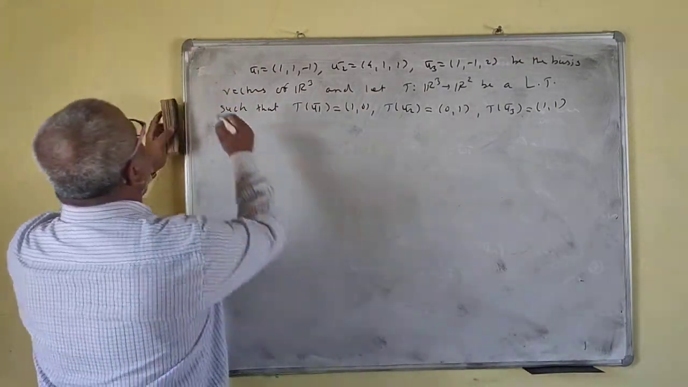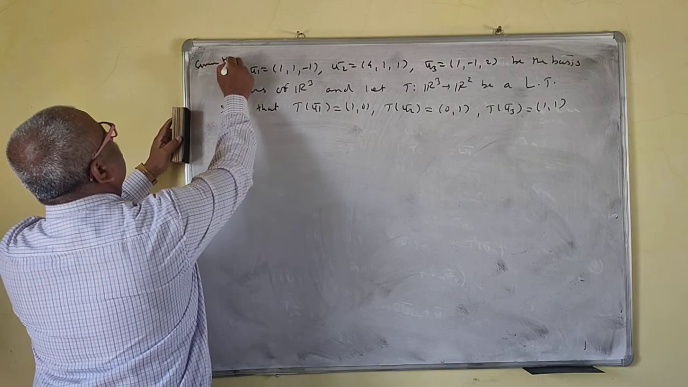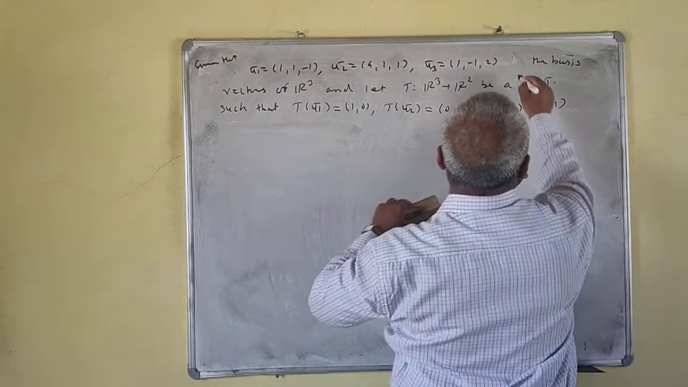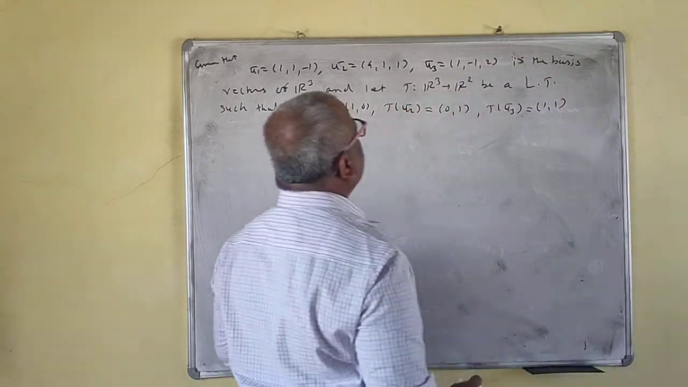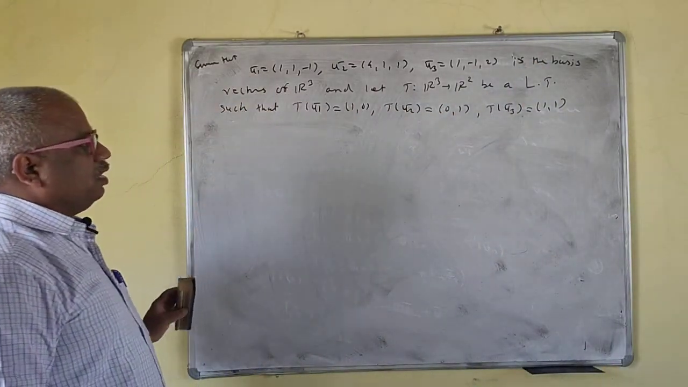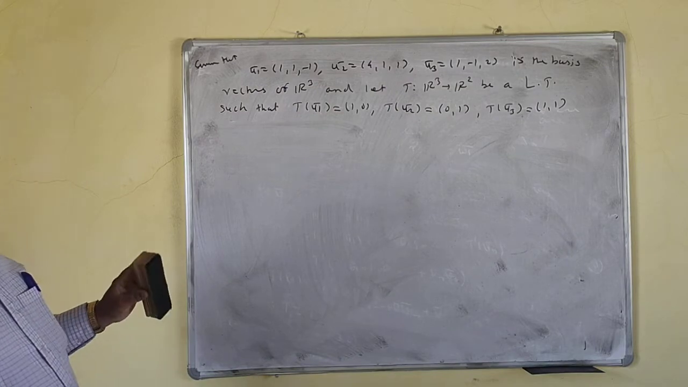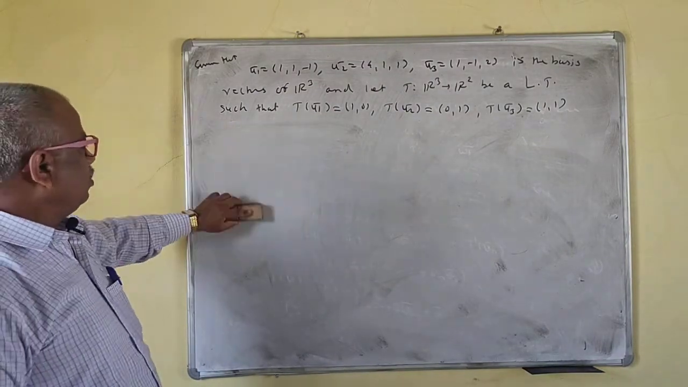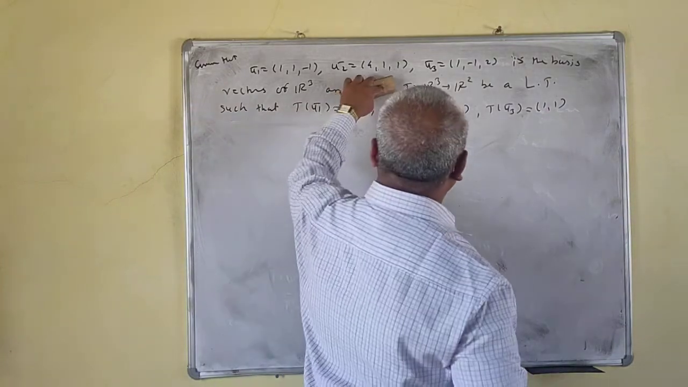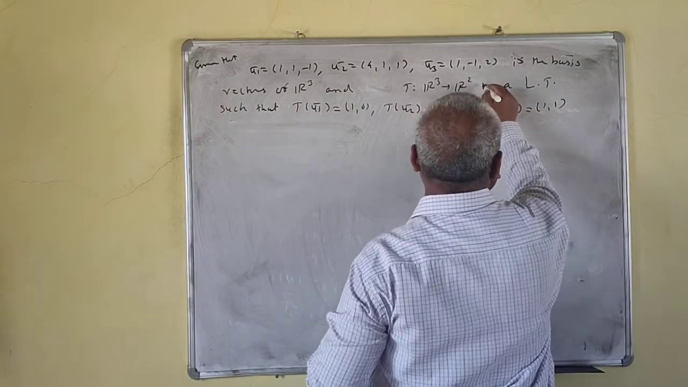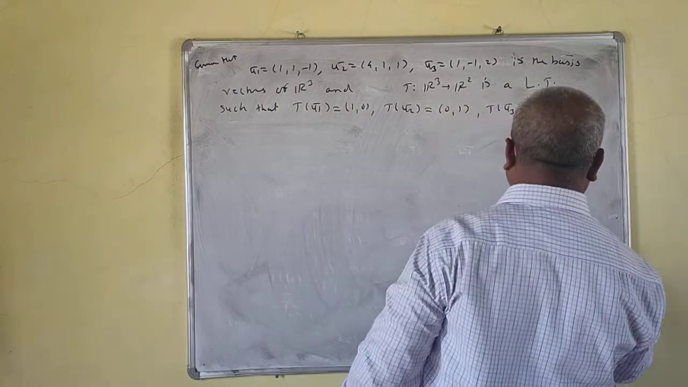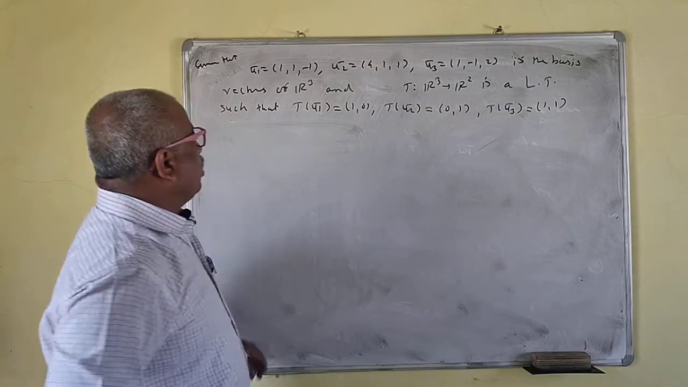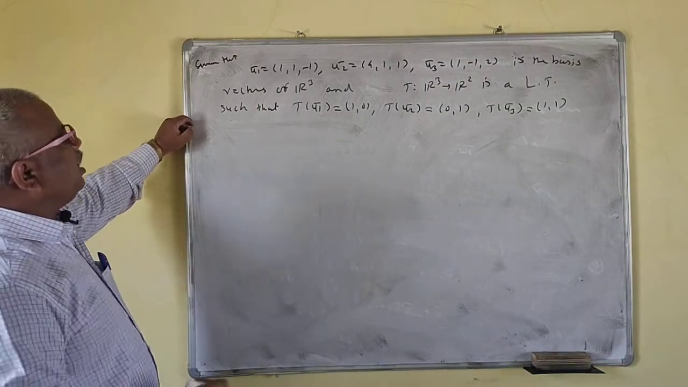Given that u1 bar, u2 bar, u3 bar are the basis vectors of R3, and T is a linear transformation such that this holds. Now what we have to find is T of (a, b, c).